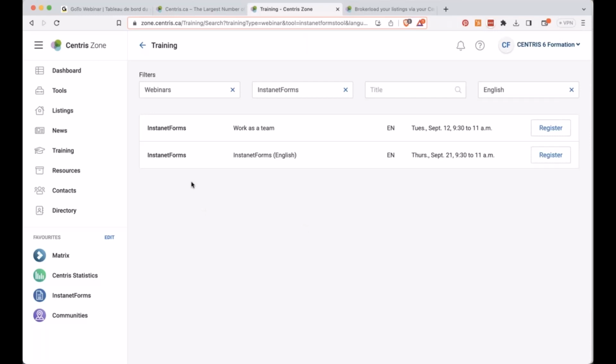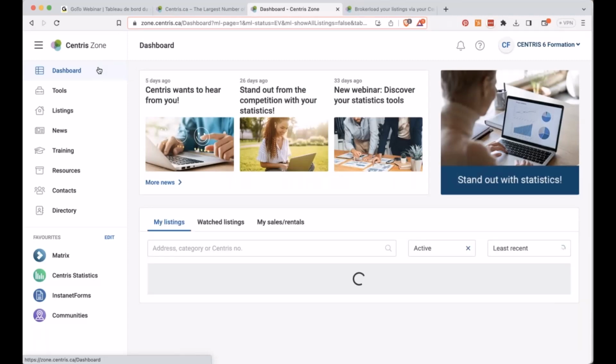So we're going to begin today with the different tools that you have. You have the Centris Counters, the Centris Statistics, the Communities tool, the Matrix Counters, and the Matrix Statistics. Okay, so we're going to start with the Centris Counters, which will be on your dashboard.